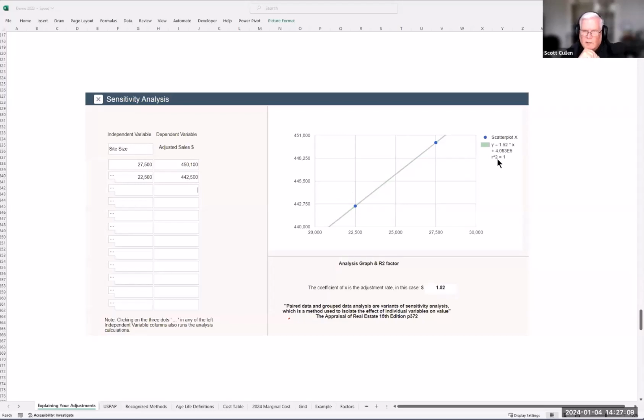Here's the R square. That's that coefficient of determination. And by definition, remember from geometry, a line connects 2 points, right? We've only got 2 points to connect. So the line of best fit has to be right through both of those points. So that's a 1. And there's that slope of the line, y equals $1.52 times the number of square feet, plus this would be $408,000 if you can read scientific notation.